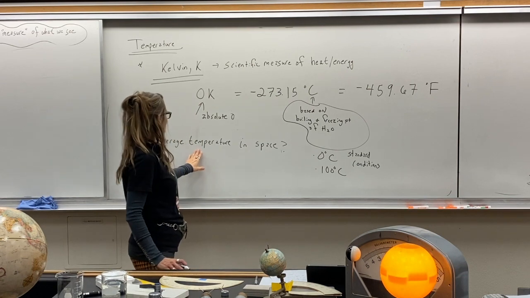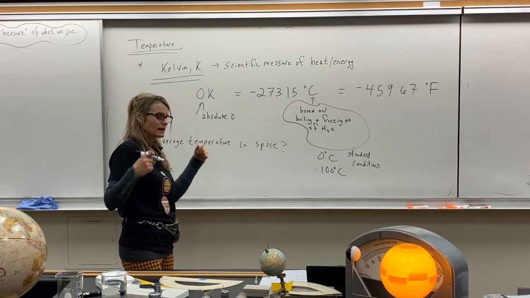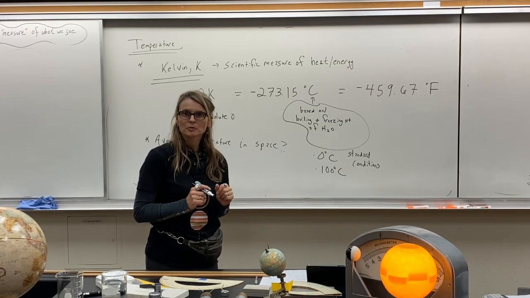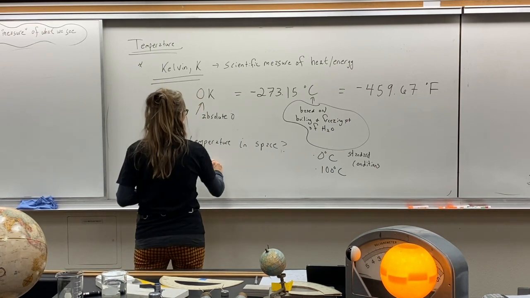But if we were to talk about the temperature out in space, so if we were to get in our spaceship and go out to the asteroid belt and float around there a little bit, what's the average temperature out there? It's about 3 Kelvin. It's very cold.